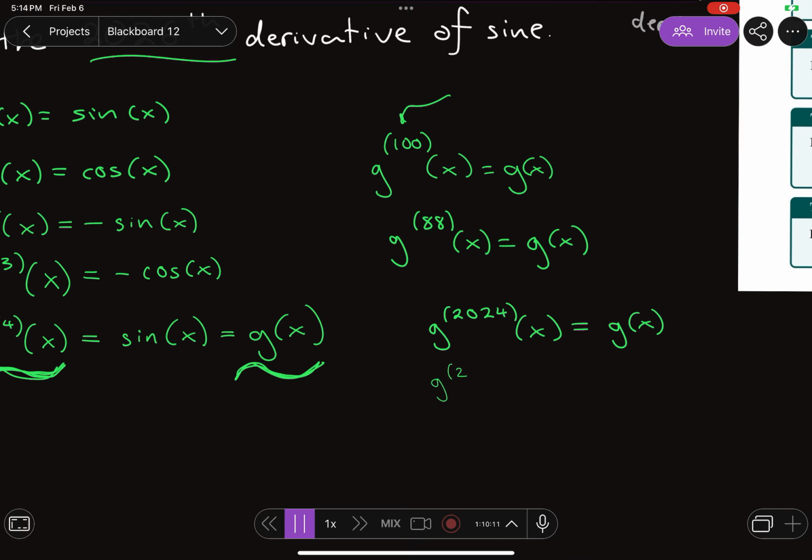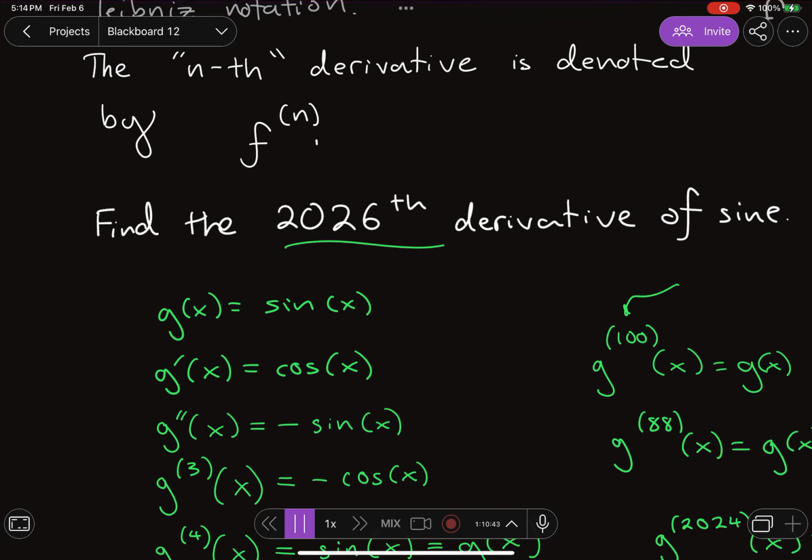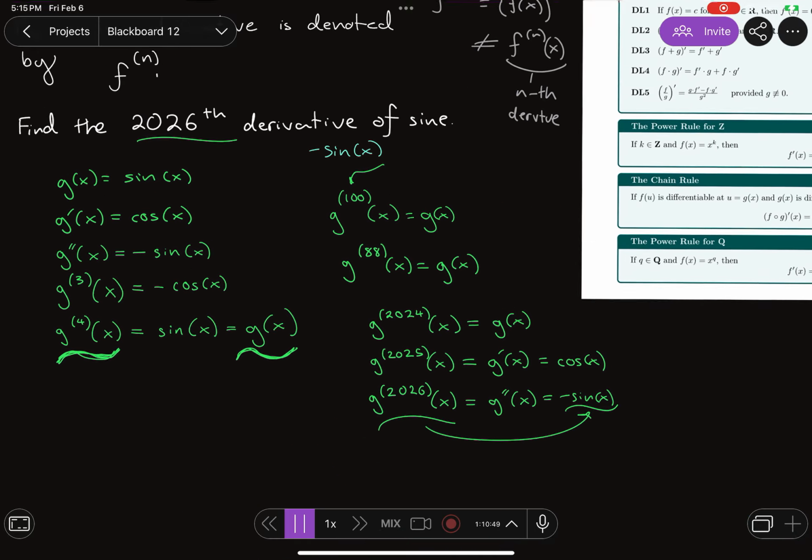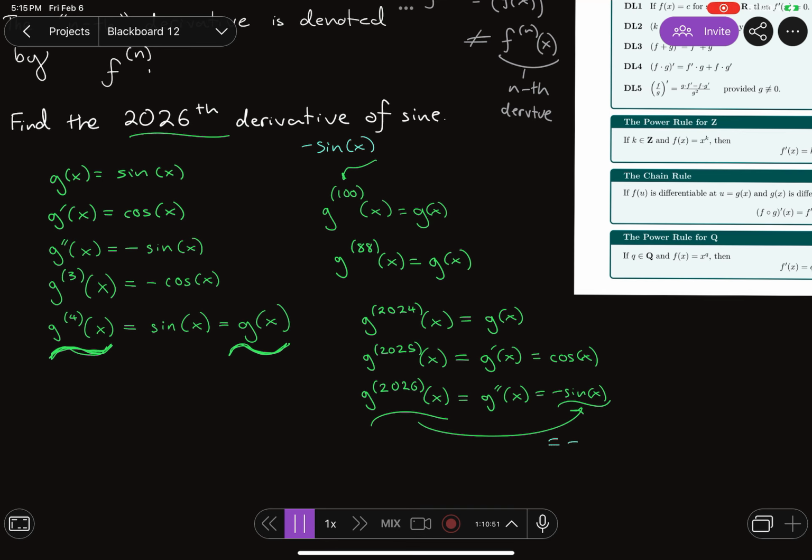That's kind of cool. The 226th derivative of sine, here's our answer: negative sine of x. I could also say this, that's negative g of x. All right, that's cool. So we have this kind of modular action with the derivative.